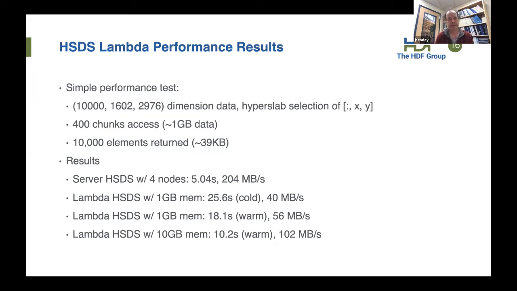Running this with HSDS and 4 nodes, we get 5 seconds of runtime, or roughly 204 megabytes per second of data processed. With Lambda, and I should say in Lambda, you can customize how much memory to dedicate to the Lambda function. With more memory, you get more virtual CPUs. So a cold Lambda function, meaning that it hasn't been recently invoked, its runtime is 25 seconds, or 5 times longer, and a throughput of 40 megabytes per second. Once your Lambda function warms up, it goes down to 18.1 seconds. And then if we increase the amount of memory, so we have more vCPUs, the runtime goes down to 10.2 seconds, or 102 megabytes per second.